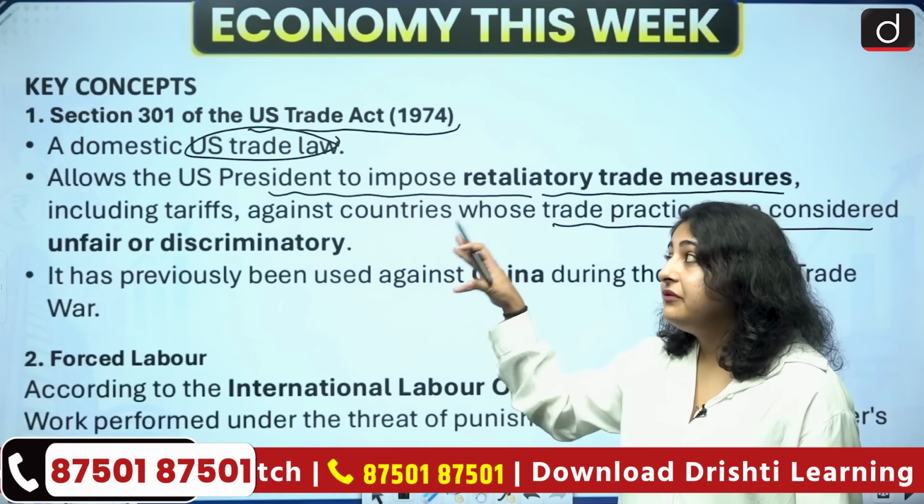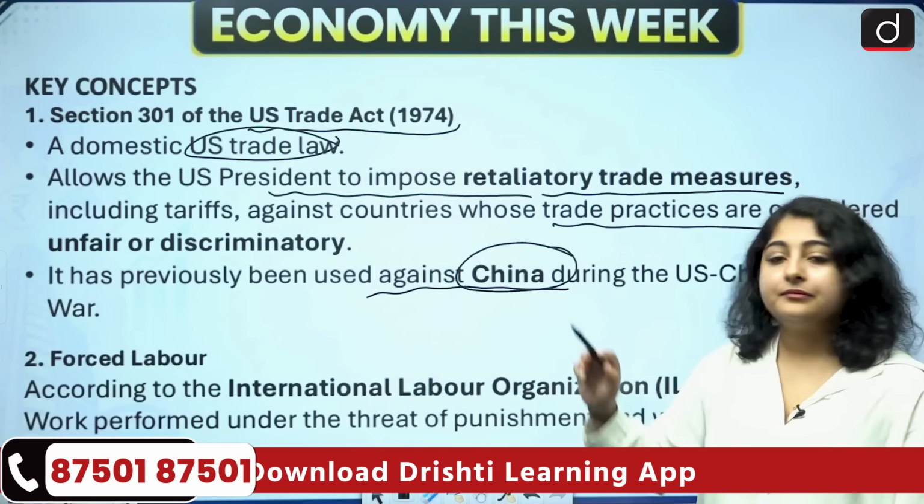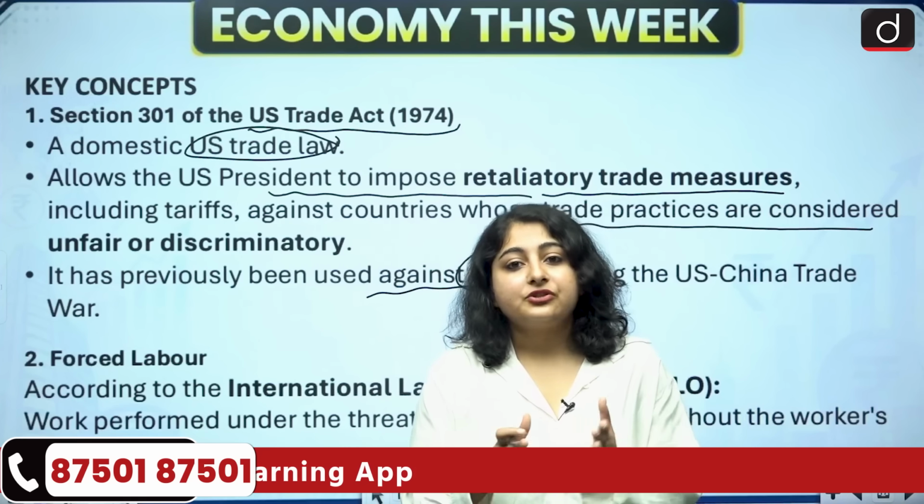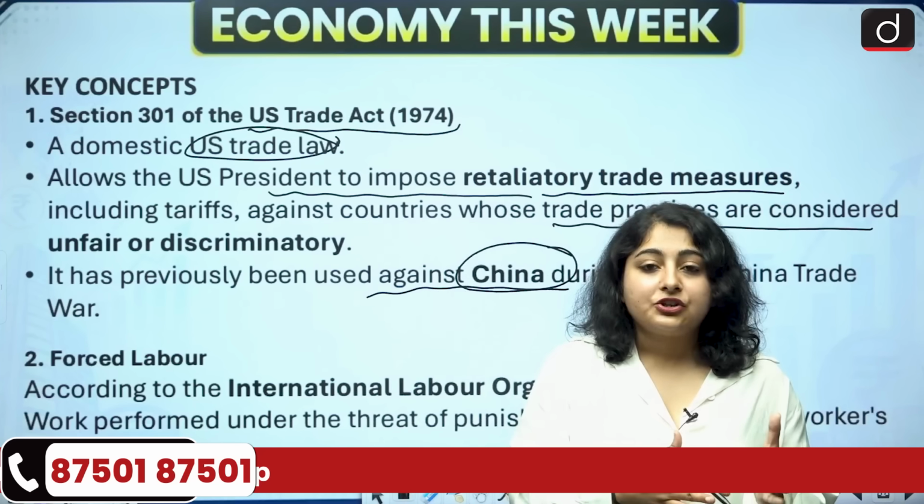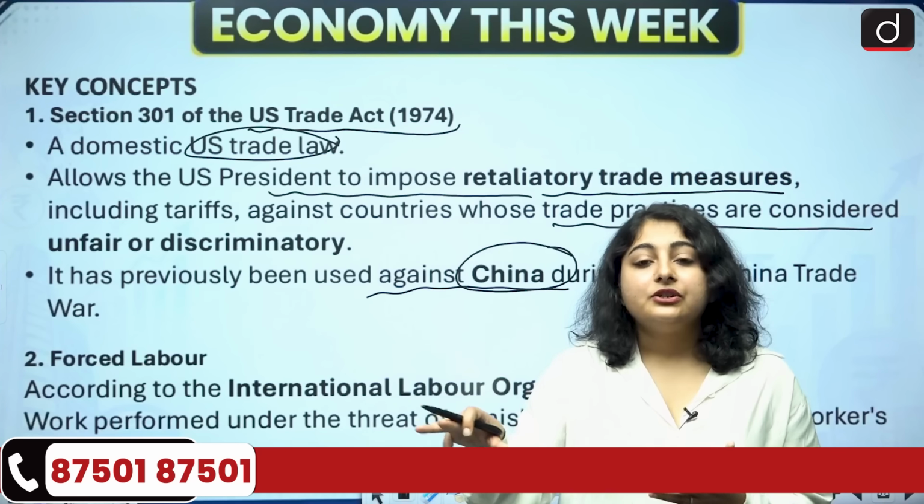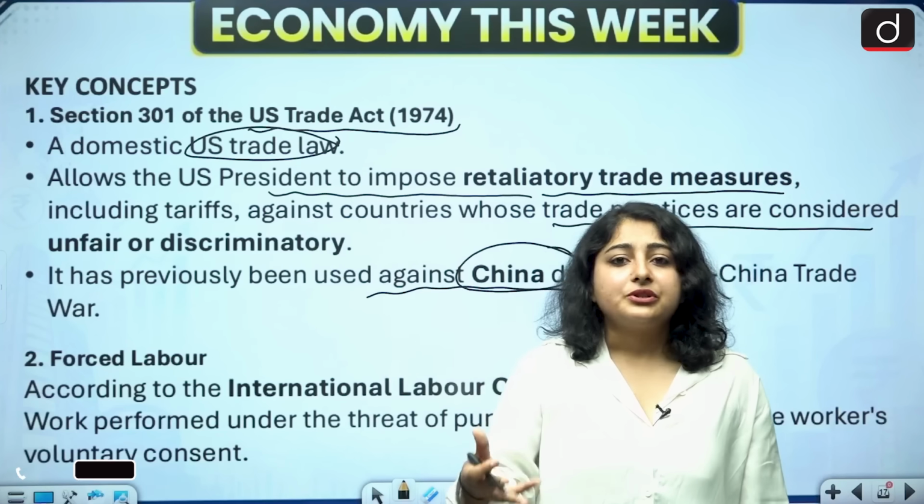Now, the US has previously used Section 301 against China. Okay, so you have to remember that Section 301 is a part of the US Trade Act, and the US uses this section whenever the president or the government feels that any country is involved in unfair trade practice. So as per this section, the US can impose tariffs.